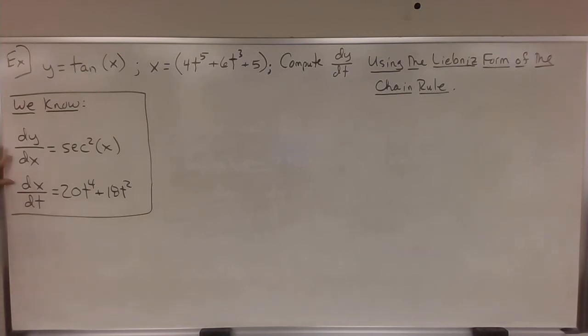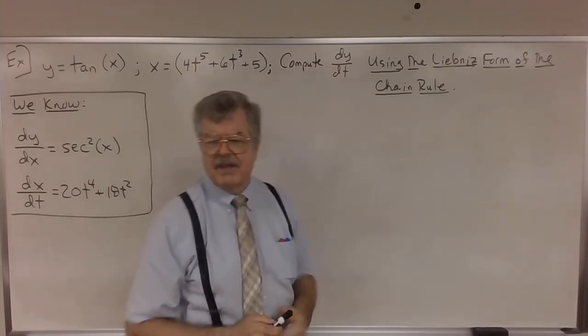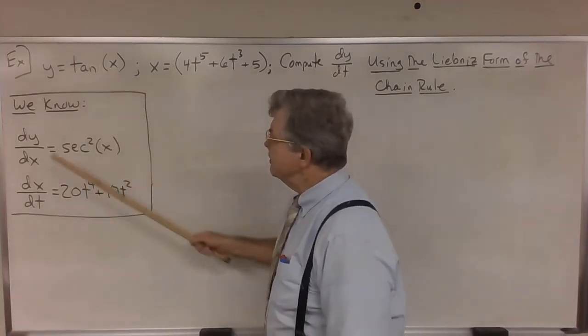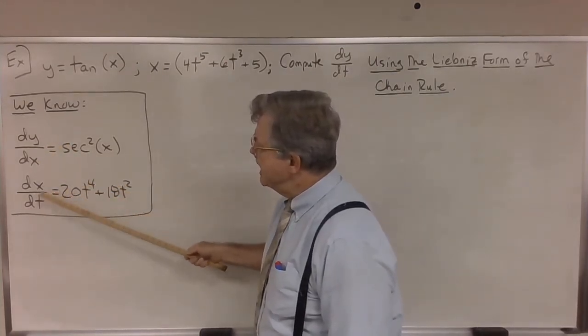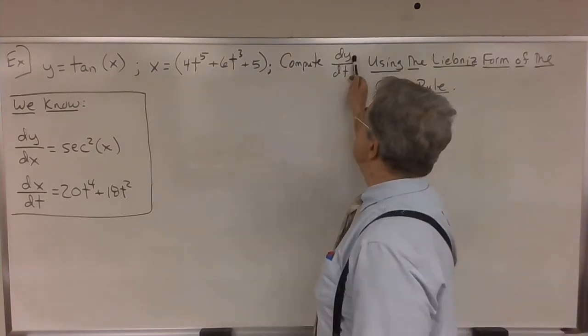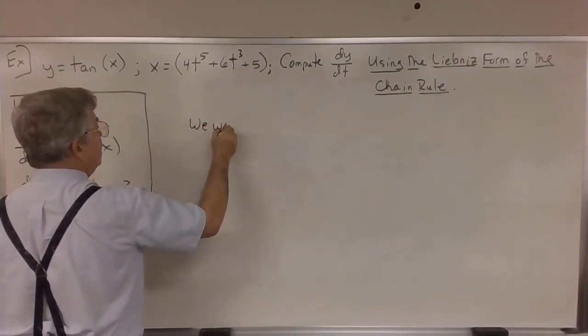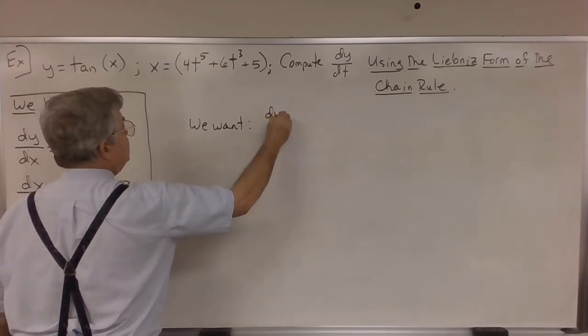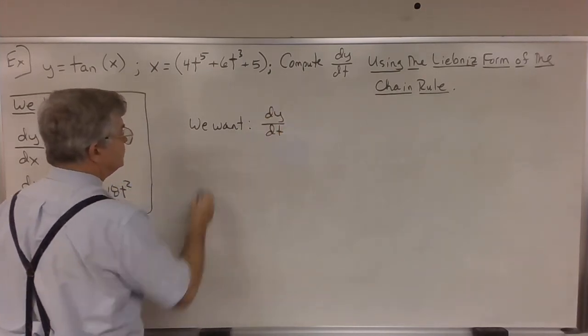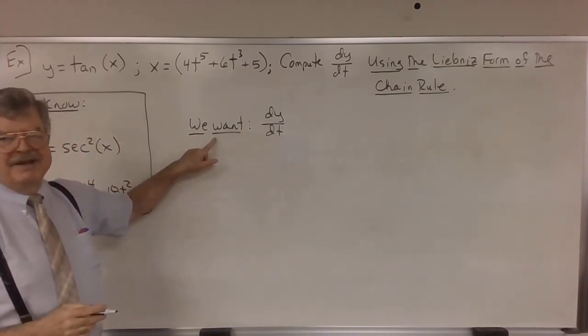So this is what we were able to deduce easily. This is what we know. What we want is the derivative of y as a function of t. Now, let's see. Do we have that over here? dy/dt? No. dx/dt? No. Okay. So we don't have dy/dt yet, but that's what we want. We want dy/dt. And I'm just writing this here so I won't forget what it was I was trying to do.